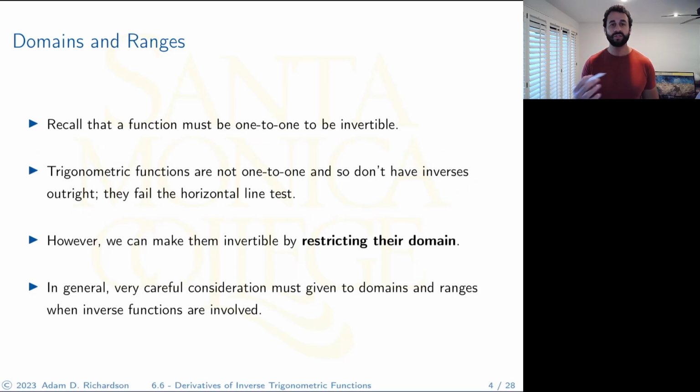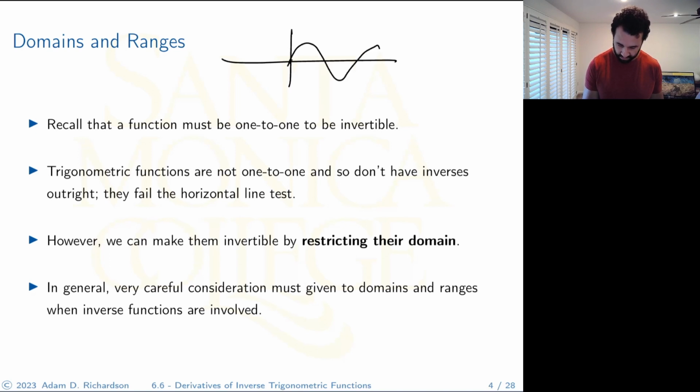If you think about one-to-one, essentially it means it passes the horizontal line test. So if the graph of your function does not pass the horizontal line test, it's not invertible. That's really just what it is. So outright, if you think about the trigonometric functions, they're not invertible. Think about the sine function, right? There we go. That definitely does not pass the horizontal line test. So outright, these functions are not invertible.